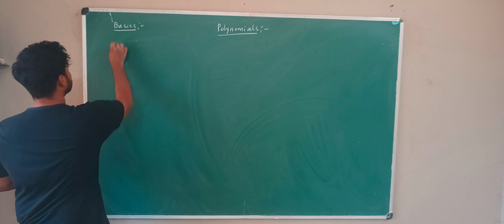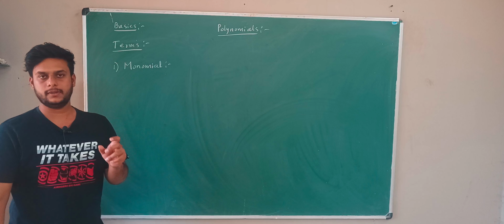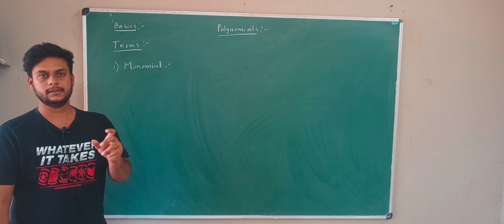First comes monomial. Monomial means what? You have only a single term. Monomial means single term. Example: 2x. This is one term. Yes or no? 5x square, whatever you take, we have only one term. Don't think they both are one now. This is different, this is different.